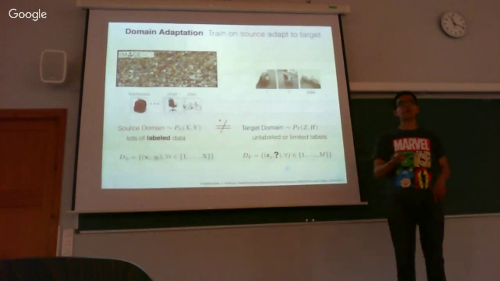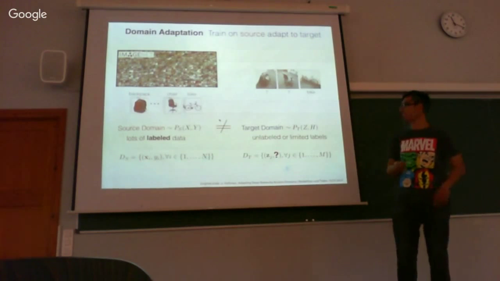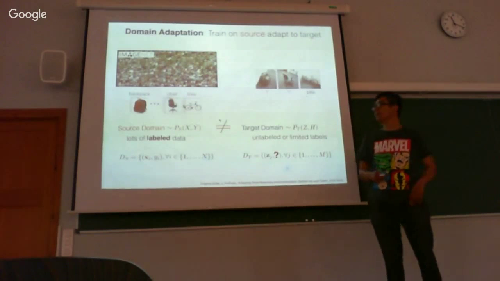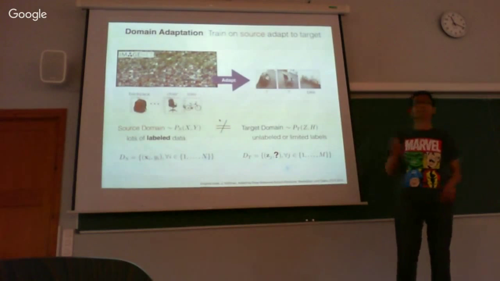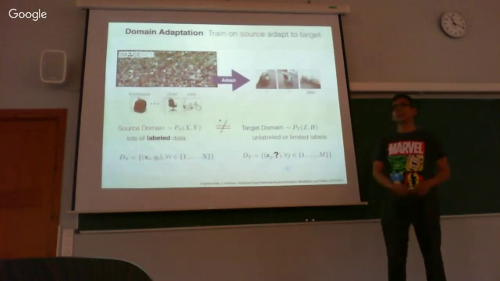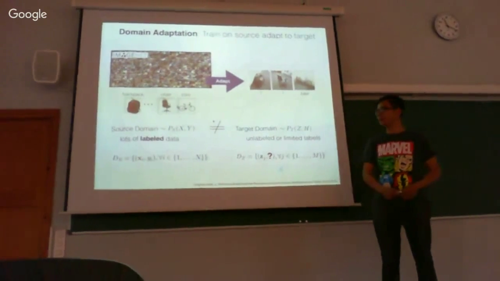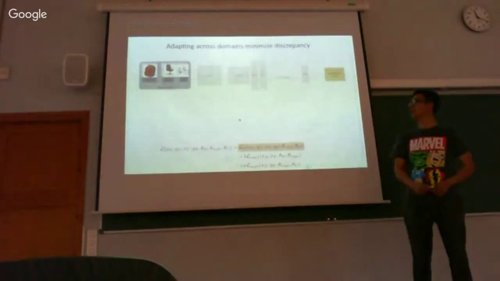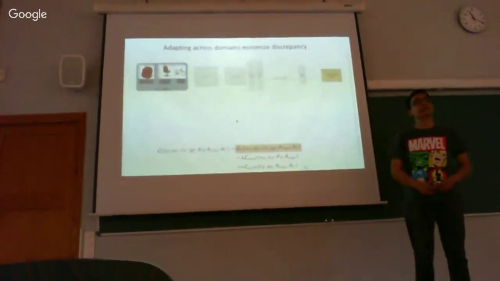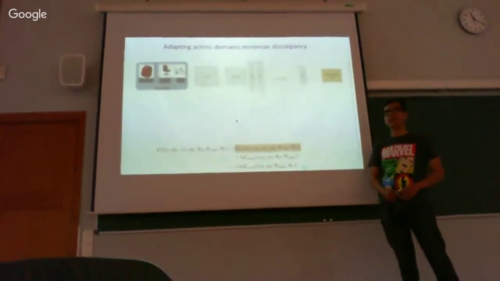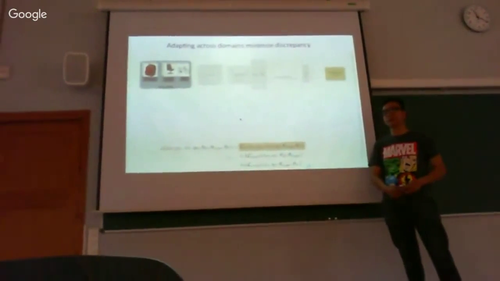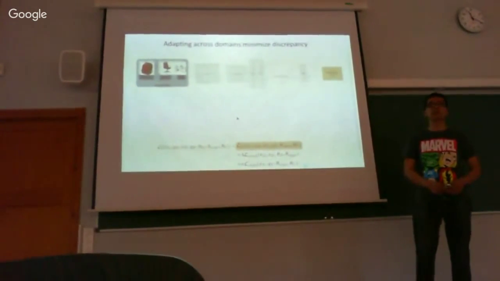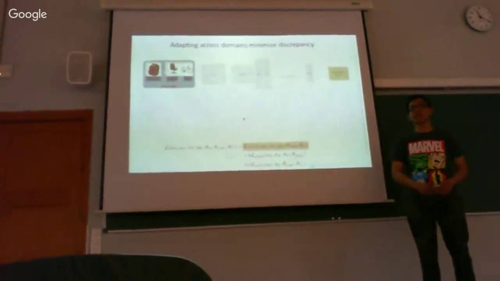But this doesn't work when you have unlabeled data or limited labels. So the solution is that you should adapt your neural network to the target domain. The paper proposes a new loss function. It has 3 terms. The first one is the common loss function for classification.